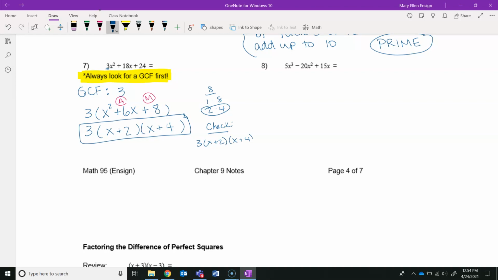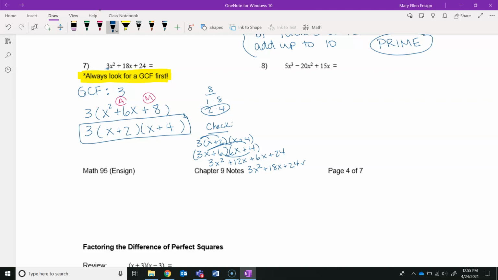So if I have 3 times x plus 2, I get 3x plus 6, and then I would multiply that times x plus 4. So 3x times x is 3x squared plus 12x plus 6x plus 24, right? The 6x is here, the 24 is there. 12x plus 6x do give us back that 18x, so it checks. You also could have multiplied the 2 binomials first and then multiplied the answer to that by that 3.